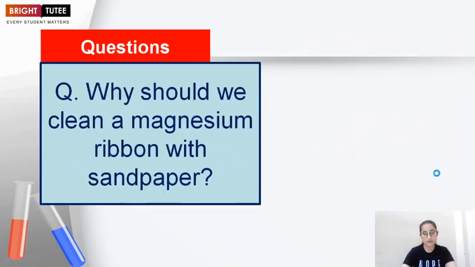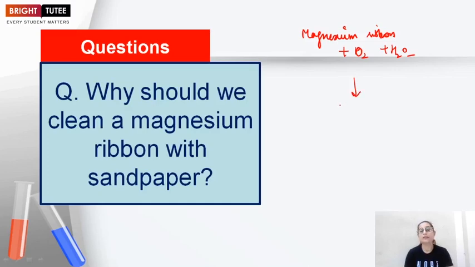Moving on to the next question. Why should we clean magnesium ribbon with sandpaper? Now this is a different question other than burning of magnesium ribbon. As you know, magnesium ribbon is basically magnesium, right? It is a metal. Now when it is kept for some time in the air, normally if you keep it in your room, what happens is it reacts with the oxygen present and the water present in the air, basically moisture, and forms basic magnesium hydroxide. Basically Mg(OH)2 is formed on its surface. Magnesium hydroxide is formed on its surface.